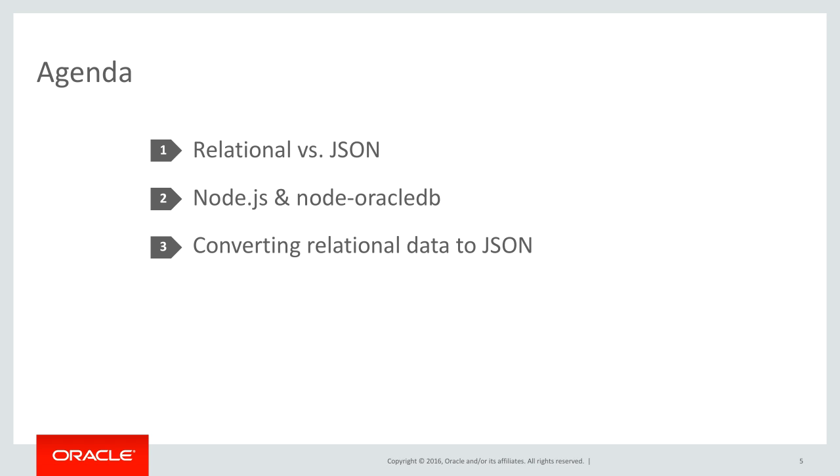Here's an overview of the agenda. I'm going to start off by talking about relational data versus JSON. We'll compare those two and see what they're good for. We'll also then look at Node.js and the Oracle database driver for Node.js, just some background info on those two components. And then finally, in the third part, I'll go into some detail about converting relational data to JSON. I'll actually show you some examples of doing that.